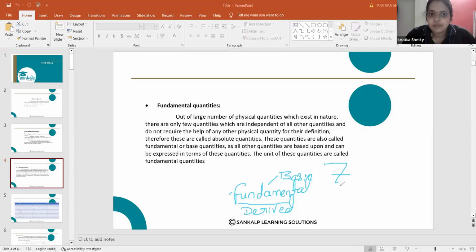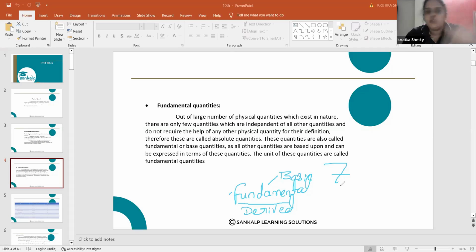Here you can see the definition: out of the large number of physical quantities which exist in nature, there are only a few quantities which are independent of all other quantities and do not require the help of any other physical quantity for their definition. Therefore, these are called absolute quantities. They are also called fundamental or base quantities. As all other quantities are based upon and can be expressed in terms of these quantities, the units of these quantities are called the fundamental units.